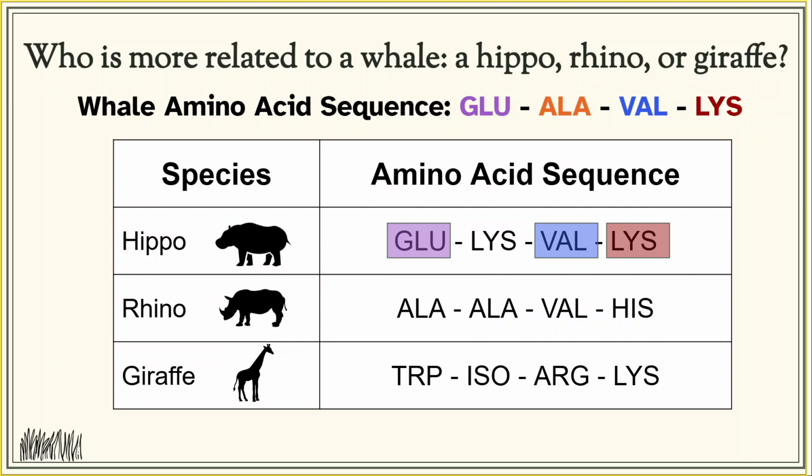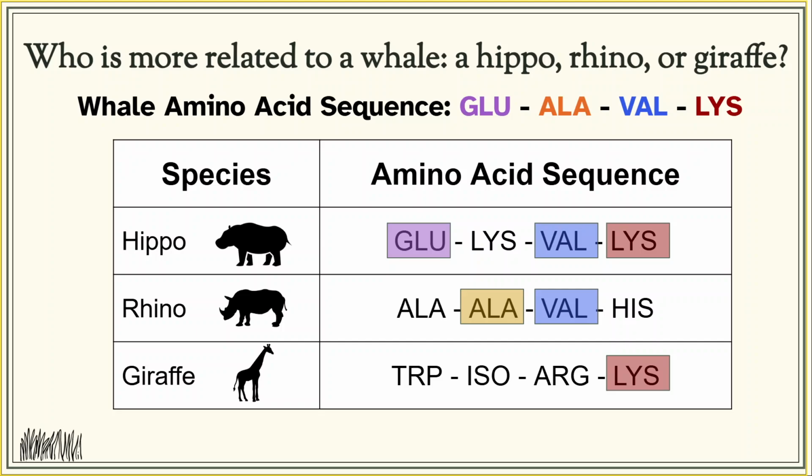It is important that it's in the same spot. It cannot be randomized or mixed. The rhino has ALA and VAL, but it doesn't have the GLU or the LYS. And the giraffe only has the LYS. So what I would do then is I would count how many I see that are the same. So hippo has 3, rhino has 2, giraffe has 1.